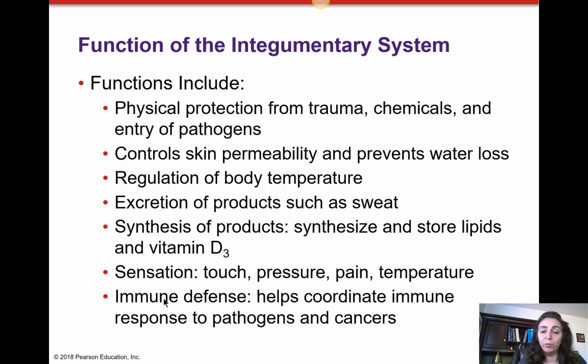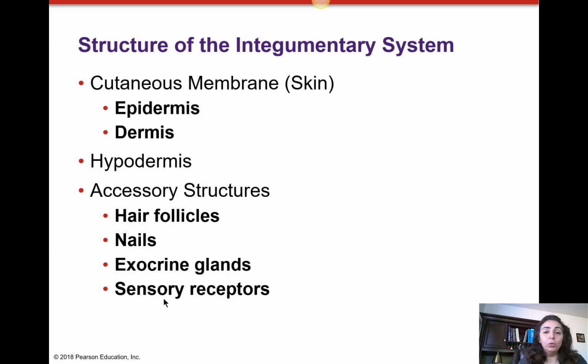Sensation, like touch, pressure, pain, temperature, all of these have sensory receptors inside of the skin. It starts from there to take the sensation toward the brain. Immune defense helps coordinate immune responses to pathogens and cancers. So those are all the functions of the whole integumentary system and the parts that we have in the integumentary system. Structurally, we have the cutaneous membrane that we know as skin.